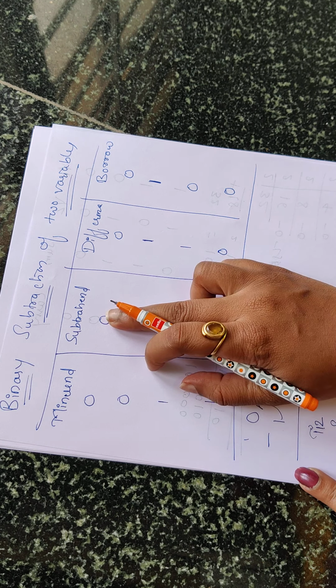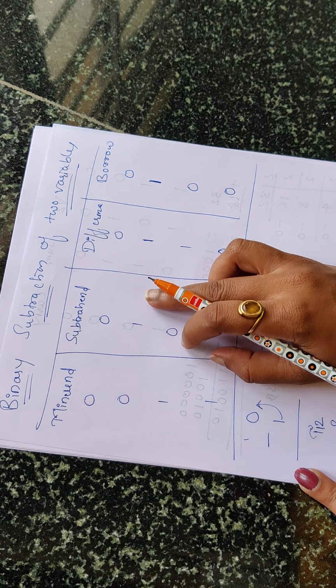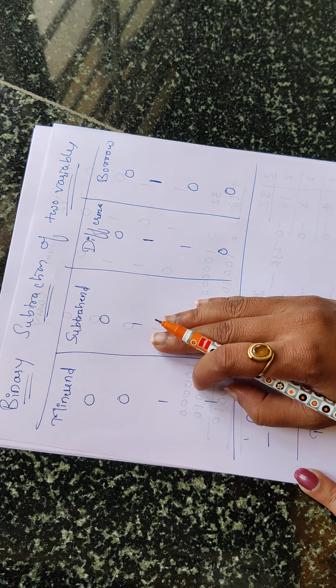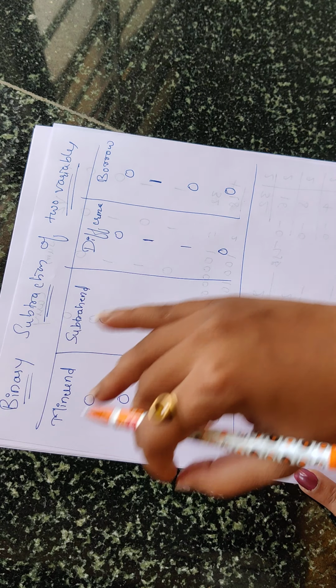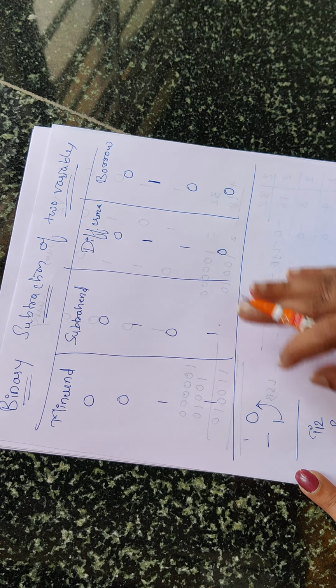Minuend 0, subtrahend 0: difference is 0, borrow is 0. 0 and 1: difference is 1, borrow is 1, because it is not possible to subtract 1 from 0. We have to take 1 borrow from the left side value. So it is always difference 1 and borrow 1.